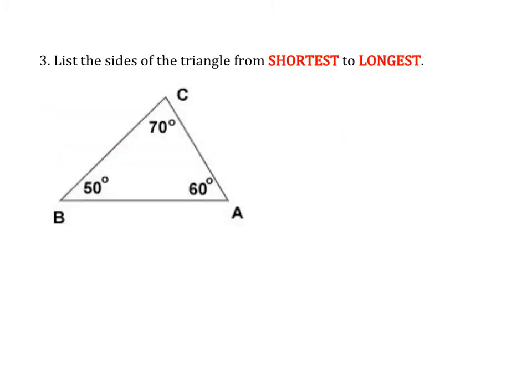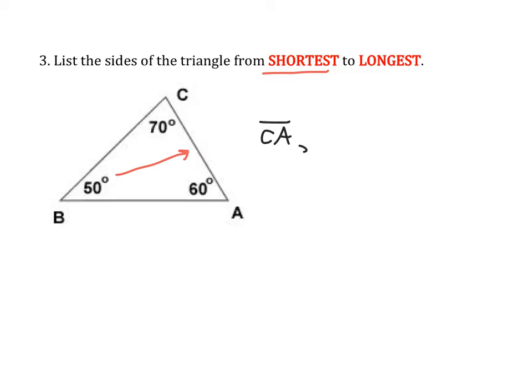All right, let's take a look at this next problem. This says list the sides of the triangle from shortest to longest. Remember, we can figure out the order of the sides by looking at the order of the angles. The shortest side is always going to be opposite the smallest angle. We'll start with our smallest angle, which is 50, and we'll look across, and that's going to be our shortest side. So side CA or AC.